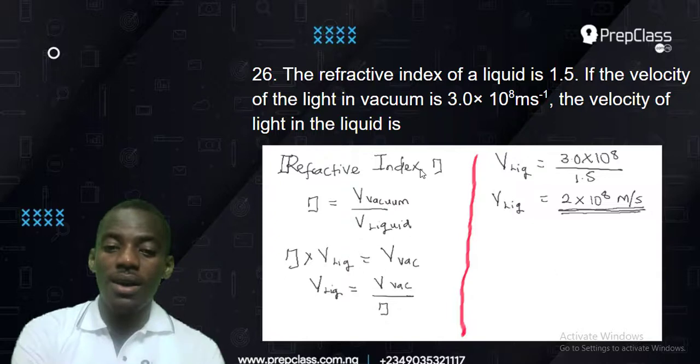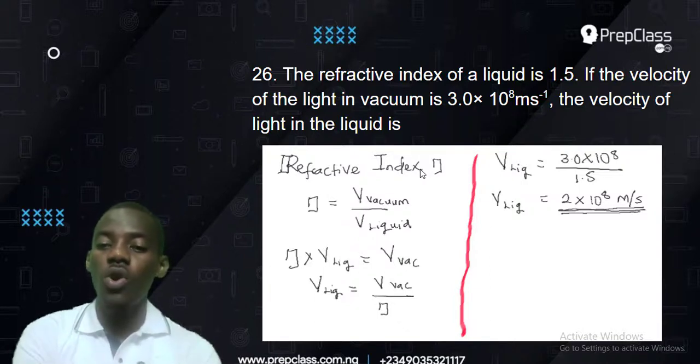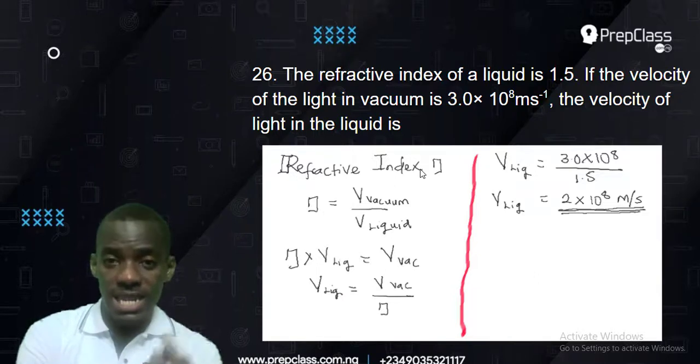Okay, so let's go on from here now. Velocity of liquid is equal to velocity of vacuum over the refractive index. So the velocity of vacuum is 3 times 10 to the power 8 over the refractive index, which is 1.5. So I'll just divide 3.0 over 1.5 and then times 10 to the power 8. That will give me 2 times 10 to the power 8. I always say don't divide or multiply the power of 10. Just divide or multiply the numbers in the question.